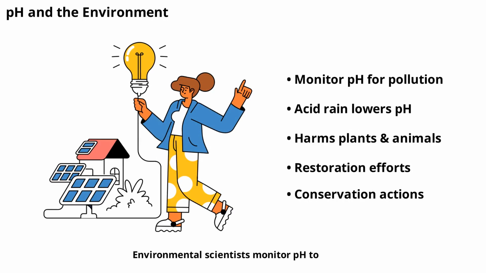Environmental scientists monitor pH to assess pollution and ecosystem health. Acid rain caused by industrial emissions can lower the pH of soil and water, harming plants and animals. Restoring pH balance is a key part of environmental protection efforts. Regular monitoring helps detect problems early and guide conservation actions.